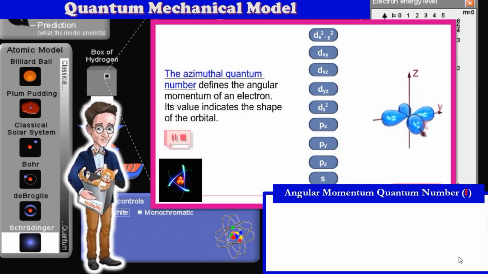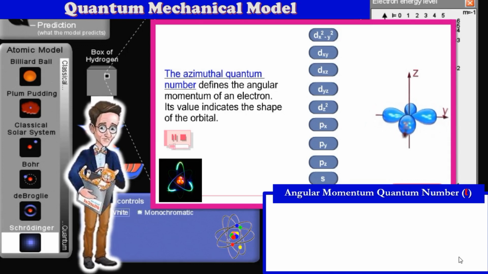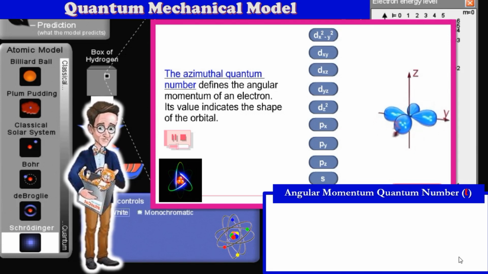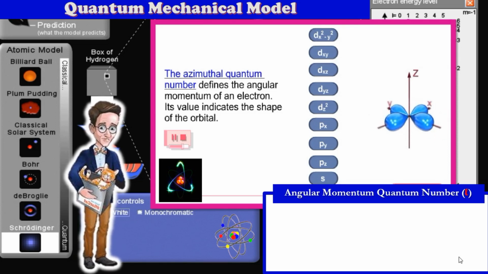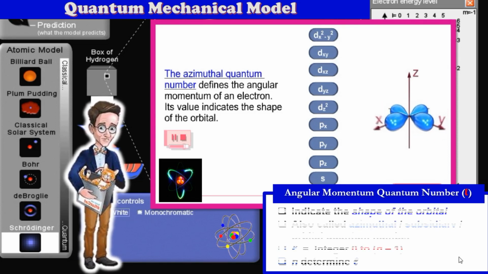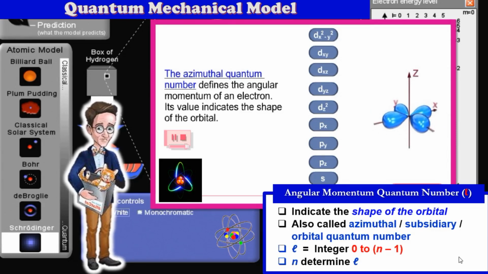The next quantum number, the azimuthal quantum number or angular momentum quantum number, L, defines the angular momentum, which is the basic quantity characterizing the motion of an electron around a nucleus. Thus, it describes the shape of an orbital. It can assume integral values from 0 up to n-1.